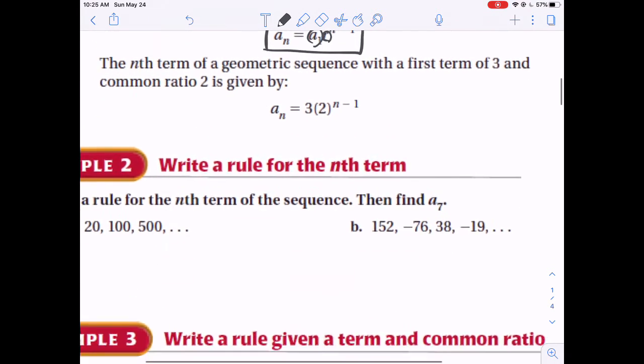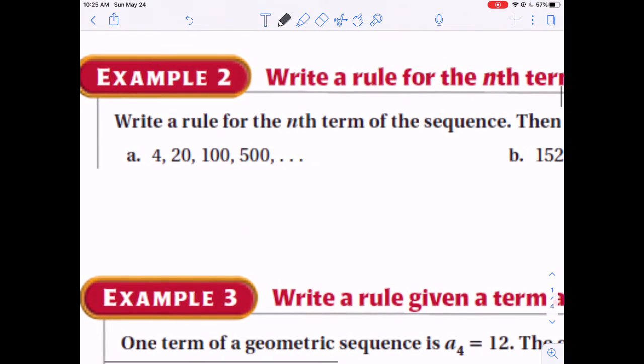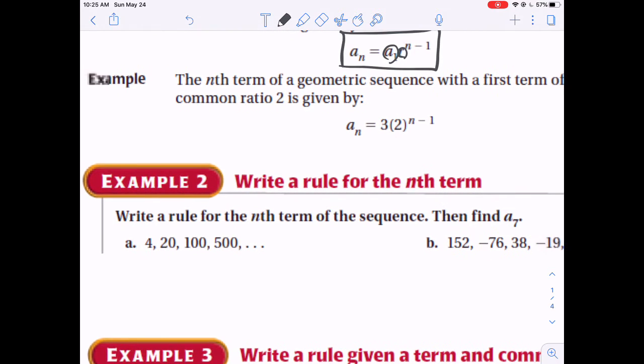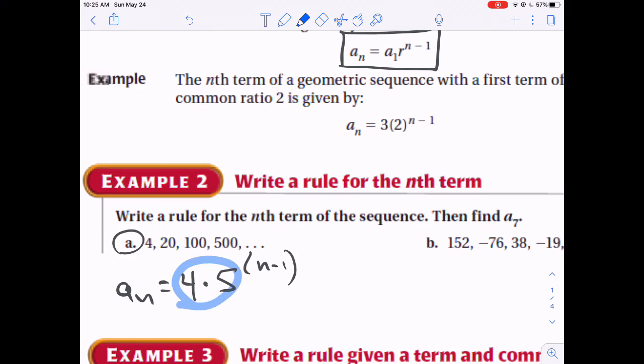Let's try one. All right, write the rule for the nth term. So, oops, I'll get that rule in here. It takes me a while to get it memorized. So a sub n equals the first number, for this letter A, it's 4, times, now the rate is times 5, times 5. See, it's times 5 going away, so 5 to the n minus 1. There you go. What you're trying to find, folks, every time are these two things, the A1 and the r.